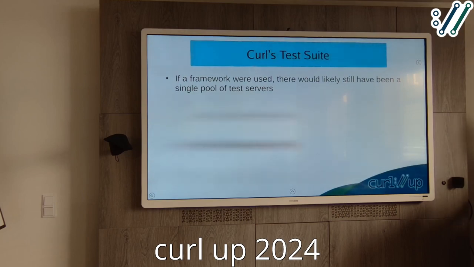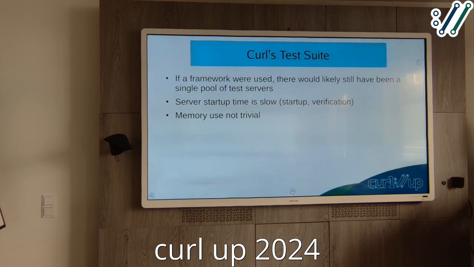So even if we had written curl's test framework using an existing test framework of some sort, to make it potentially easier to run in parallel, it most likely would have been just a single pool of servers anyway, because that's all the tests needed, and that would have been a wasted effort. The reason being that starting up a new test server is slow. There's startup time, there's verification time that the server is running properly, and the memory use is not trivial as well. If you have multiple test servers, your memory usage goes up. And again, back in 2000, you didn't have a whole lot of memory to play with. Typically, you'd have 32 megabytes of RAM and 233 megahertz of clock speed with a single core.